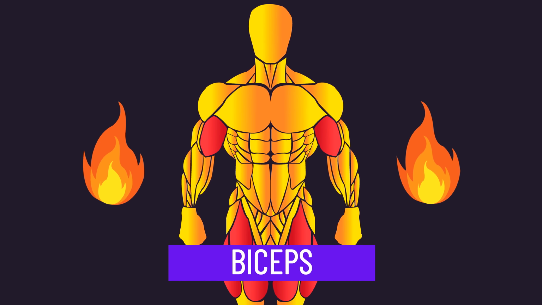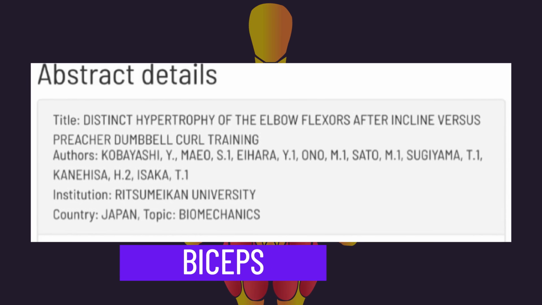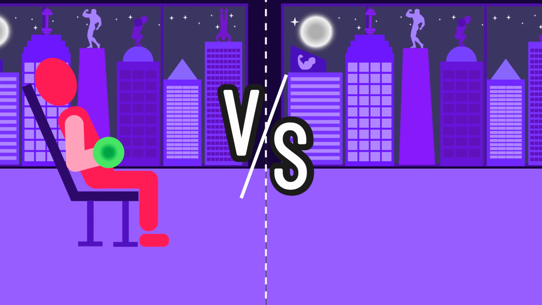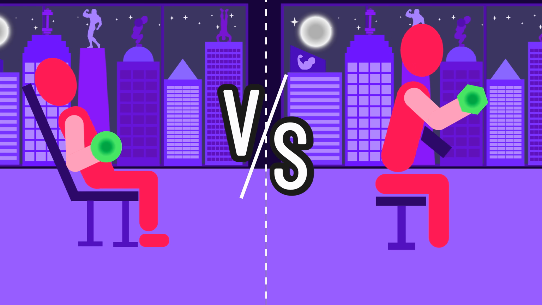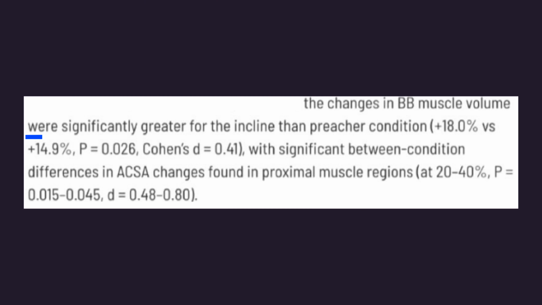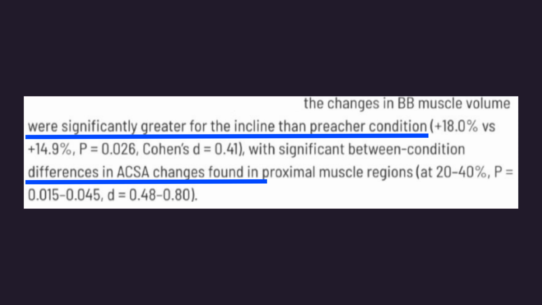As for the biceps data I hinted at, this abstract has been revealed. It's not published yet, but it compared incline curls to preacher curls. Incline curls placed the biceps at a longer starting length than preacher curls. The abstract tells us that overall biceps hypertrophy was greater with the incline curl, with the authors mentioning the biggest difference was at the proximal regions.